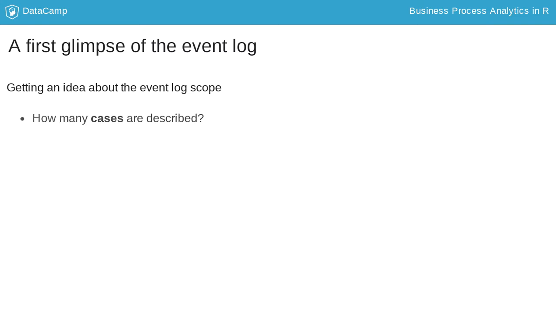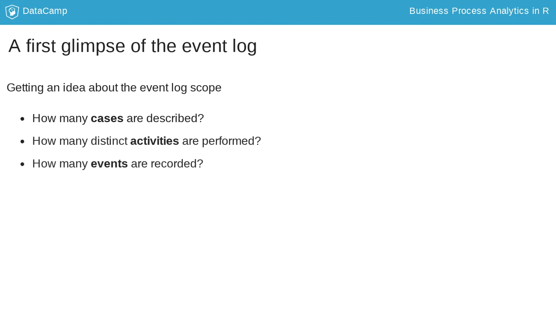The number of cases, which identifies how many students there are, the number of different activities, showing us the different actions a student can perform. The number of events gives us an idea about the total number of learning activities which were performed by the students, while the time period tells us when they happened.